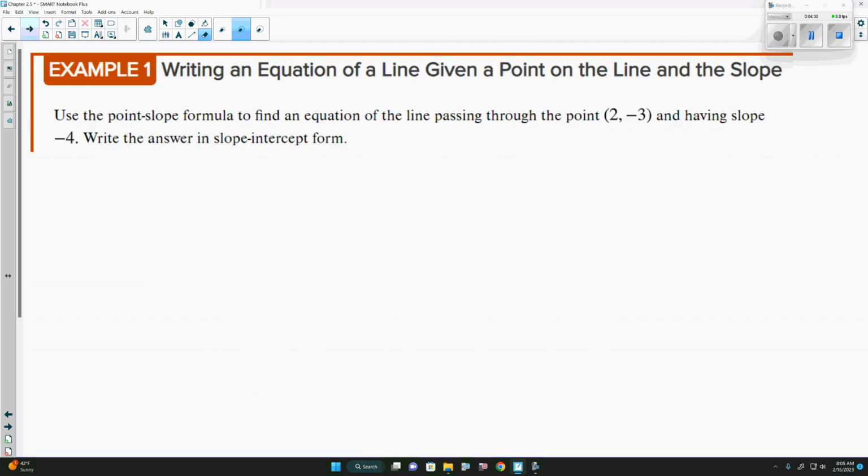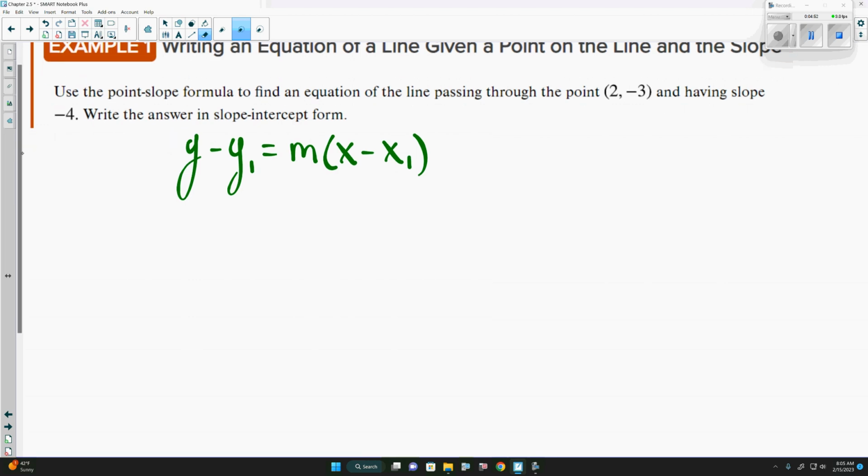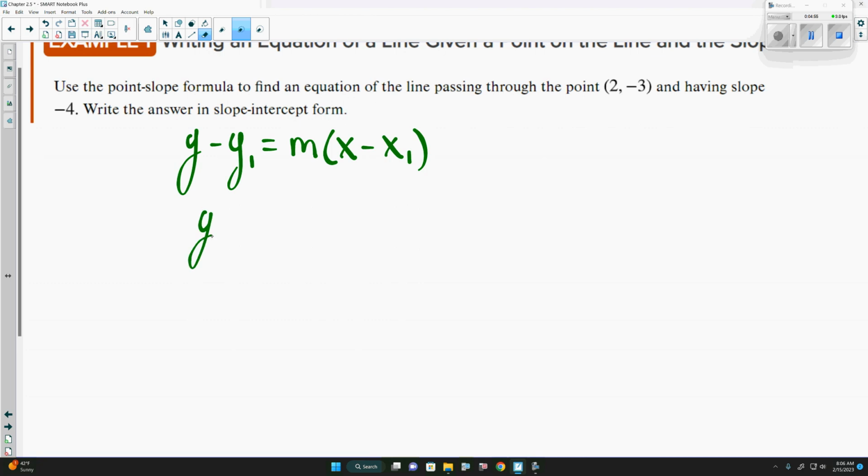Now, let's look at this here. Use the point slope formula to find an equation passing through the point 2, negative 3, and having a slope of negative 4. We're literally going straight back to this here. Our y value from the point is negative 3. The slope given to us is negative 4, and the x value is 2. Plug it all in.